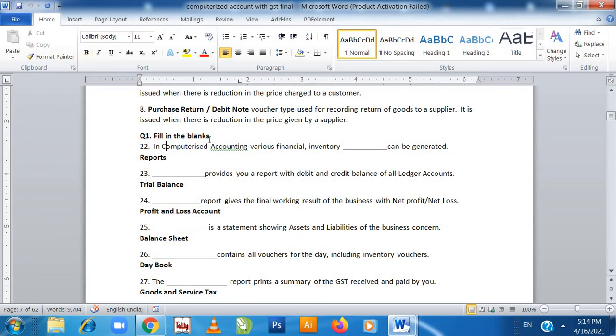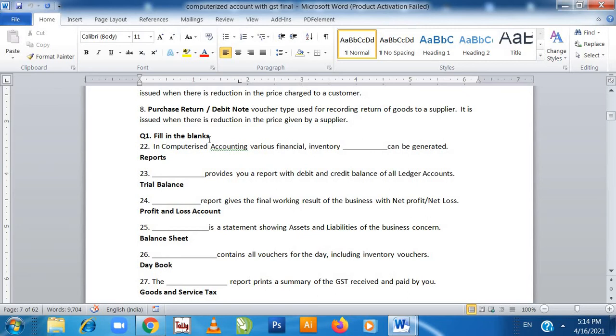Here is the fill in the blanks. In computerized accounting, various financial inventory dash can be generated. Answer is reports. Dash provides you a report with debit and credit balance of all ledger accounts. Answer is trial balance. Dash report gives the final working result of the business with net profit, net loss. Answer is profit and loss account.